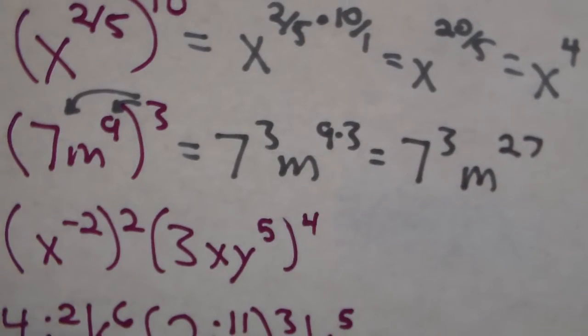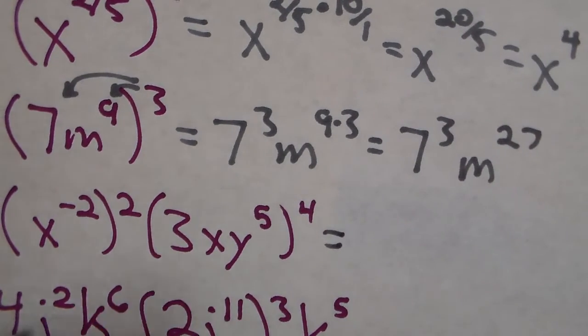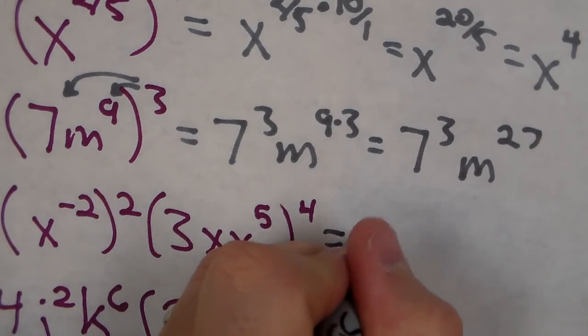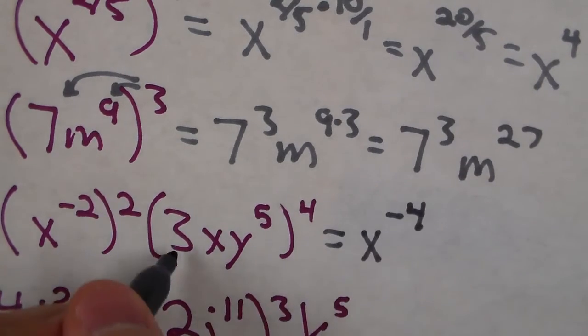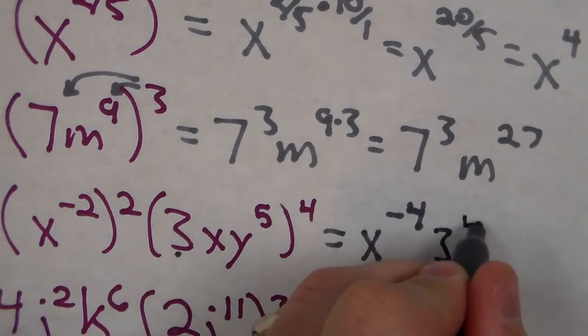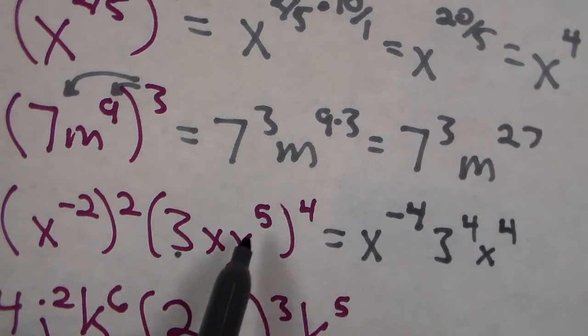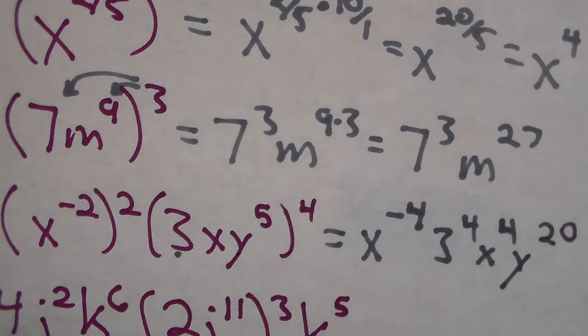Now we get a little bit more to it. So what I like to do on these problems is simplify the exponent to exponent, the power to power first, and then put it together. So here I have x to the negative 4, because it's negative 2 times 2. Then it's going to be 3 to the 4th, x to the 4th, and y to the 5th to the 4th. Now you got to multiply those two, and that becomes y to the 20th.